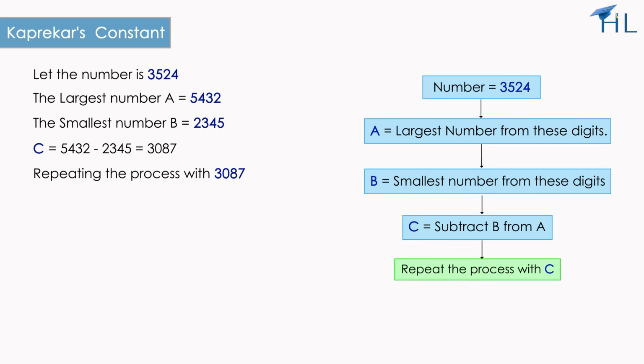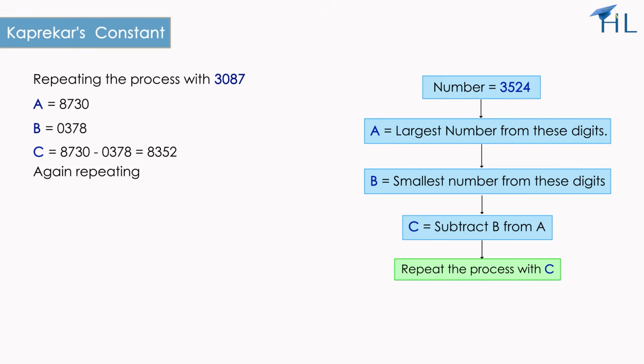As you can see, we have a 0 in the digits. So, the smallest number is 0378 and the largest number is 8730. A is equal to 8730, B is equal to 0378, C is equal to 8730 minus 0378, which is equal to 8352.